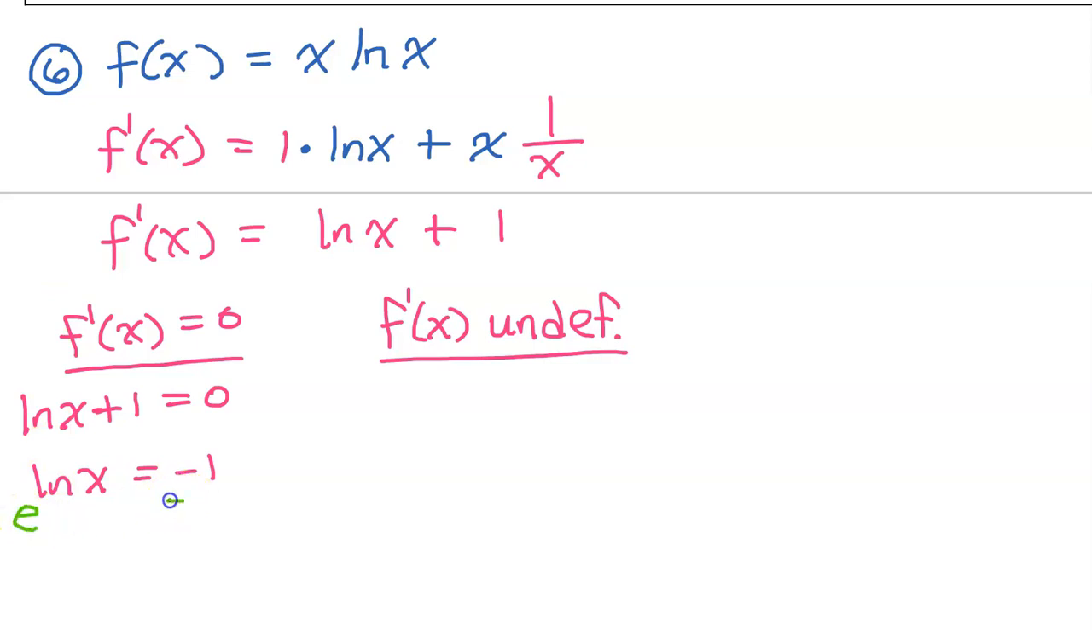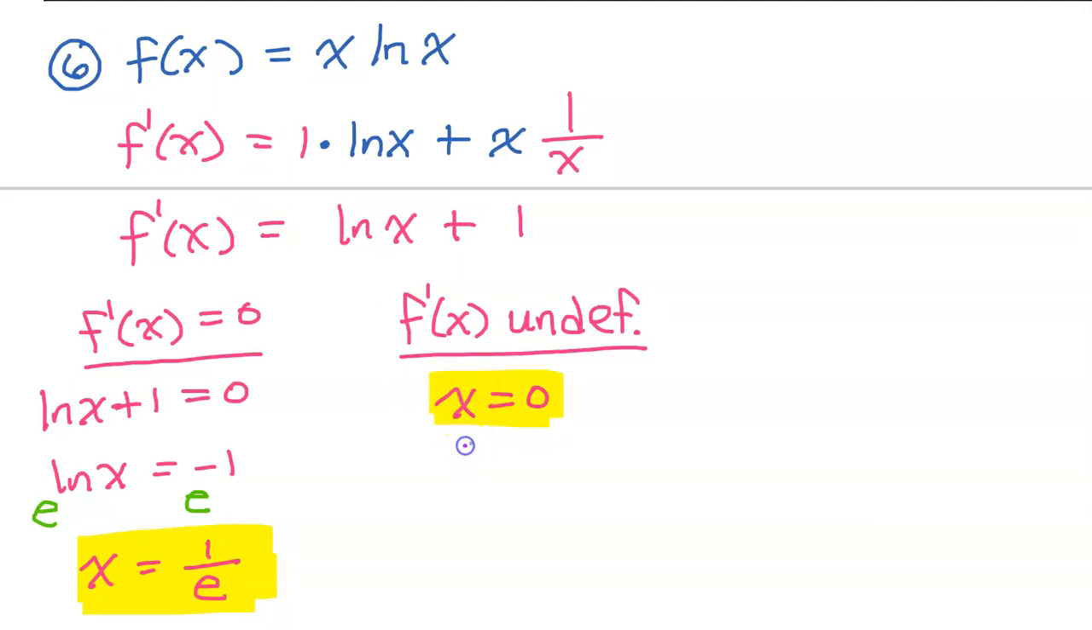Exponentiating both sides of the equation, the base e and the natural log cancel each other out, and we just get x equals e to the negative 1 power, which is the same thing as 1 over e. So this is one possible location of the minimum value. I'll come back to that. Let's talk about where f prime would be undefined. Well, natural log is undefined at 0. So that means that x equals 0 is a possible value where the minimum could occur.